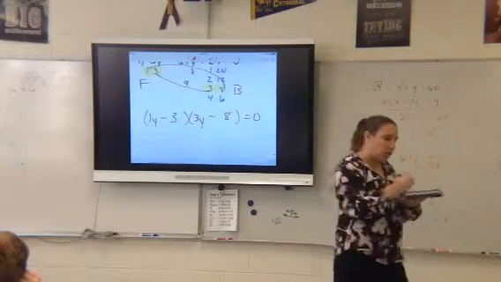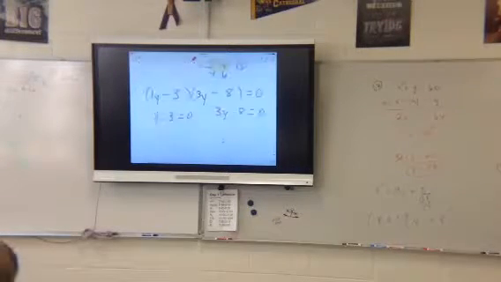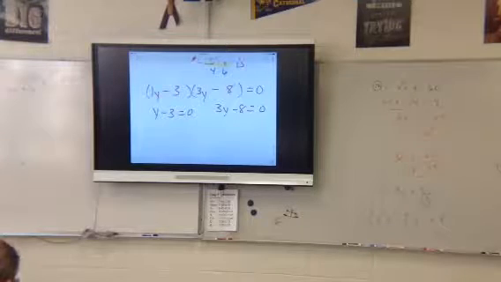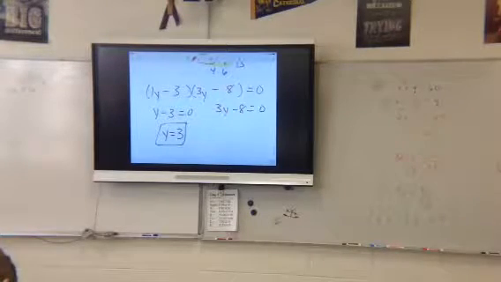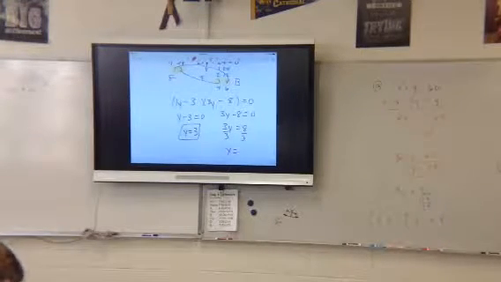So now we're going to set each part equal to 0, so y minus 3 equals 0 and 3y minus 8 equals 0. So y equals, what's my first one going to be here? 3. On the second one, what are we going to do first? Add the 8. So 3y equals 8, and then divide by 3. So what's our answer going to be? 8/3. Very good. And that's your answer.